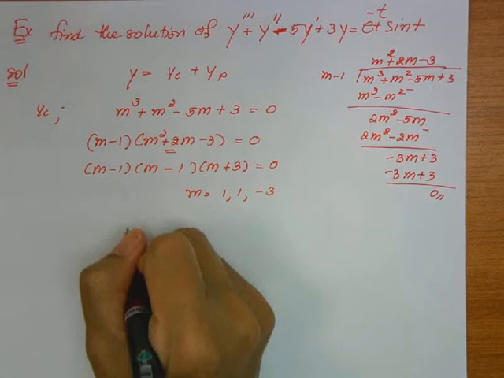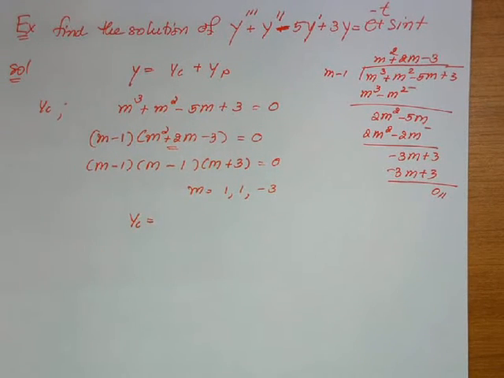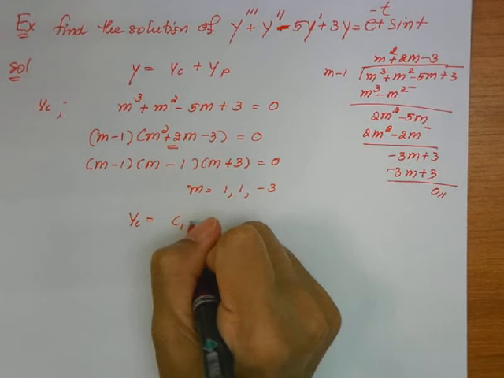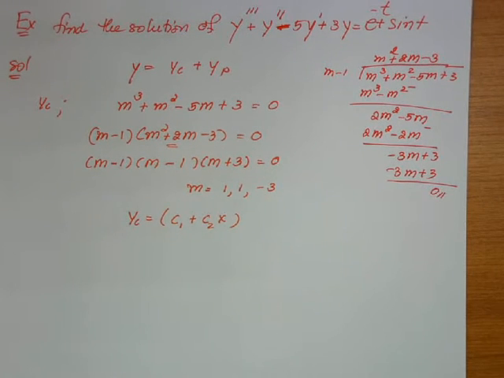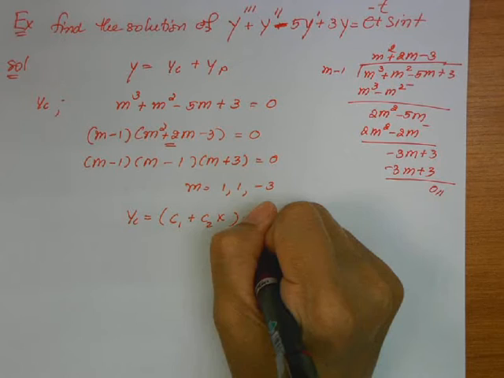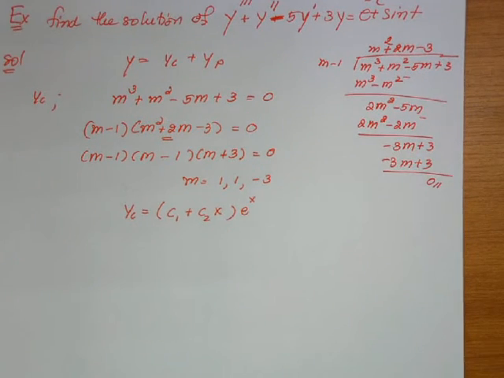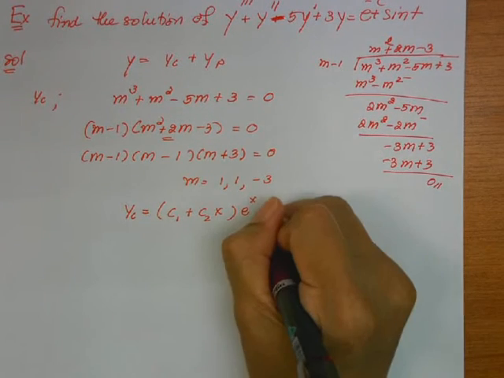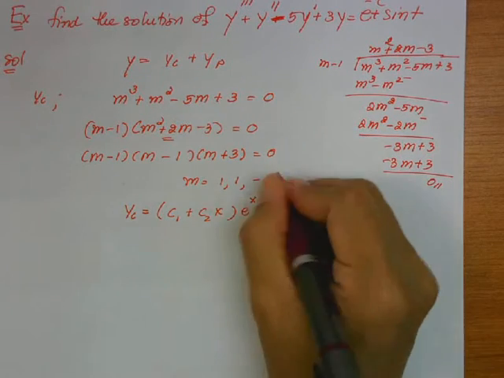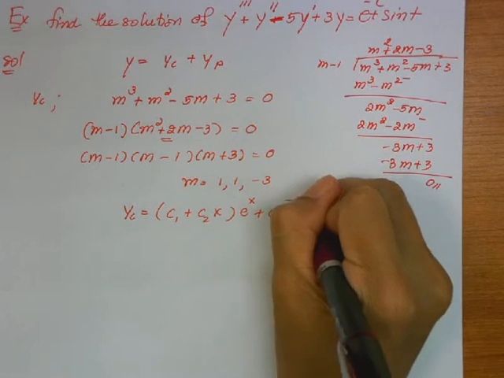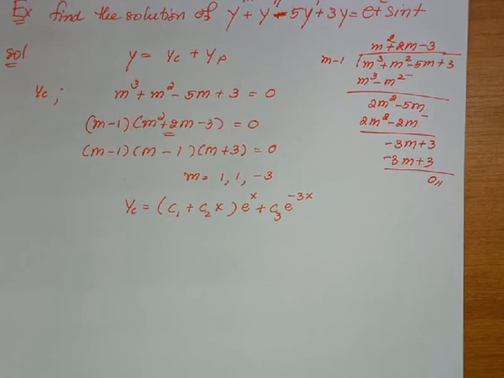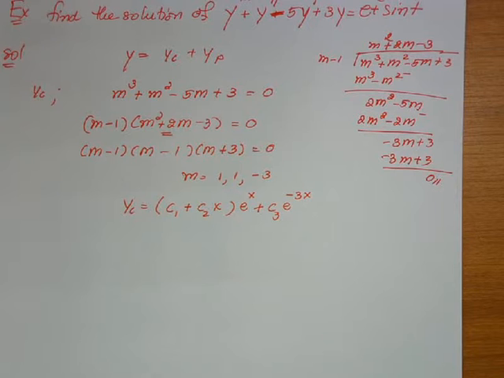So what is my yc? C1 plus C2x, the whole thing times exponential of x, plus C3 exponential of minus 3x.